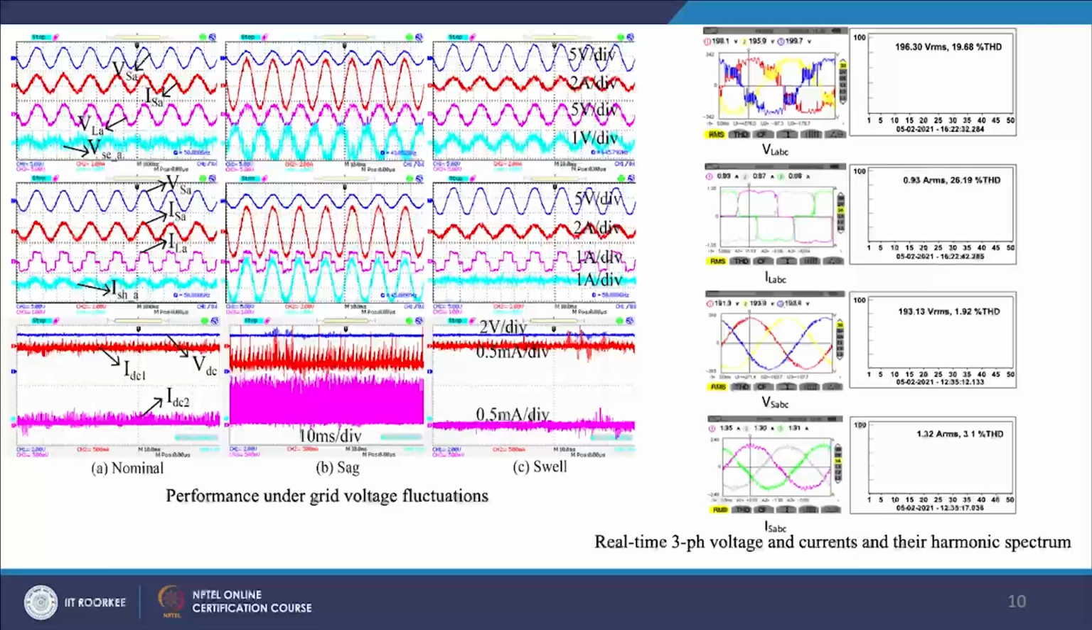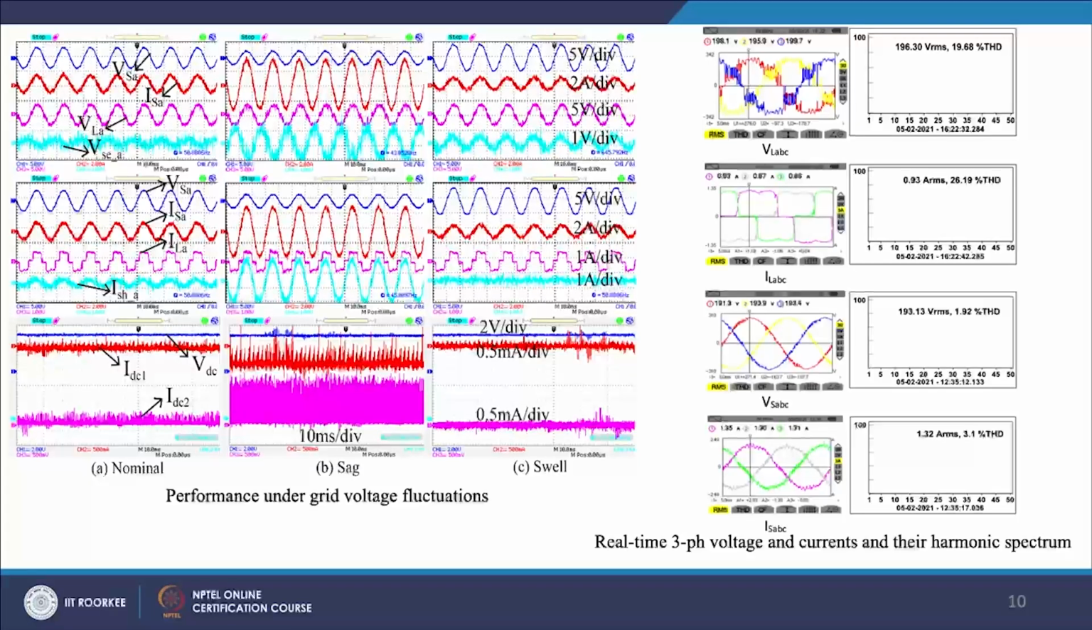From figure A, the grid voltage is 110 volt per phase and the corresponding parameters are shown without external sources at the DC link. Whereas, in figures B and C, the grid voltage is considered with sag and swell conditions respectively. On the other side, the real time 3 phase voltages and currents and their harmonic spectrum are captured with a 3 phase power quality analyzer.